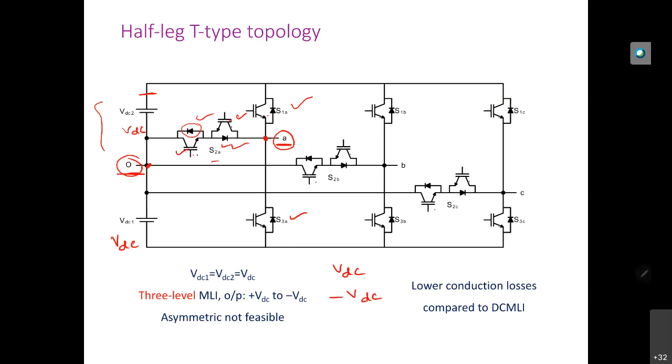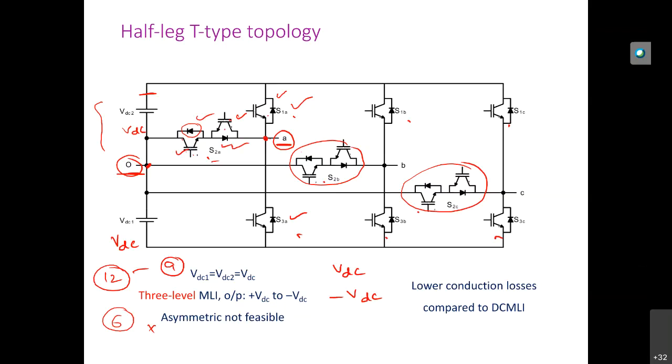Whereas in the T-type, 1, 2, 3, 4, so 4 switches per leg. That means 12 switches are required, so the 6 anti-parallel diodes are not required. Moreover, if you count on a driver basis, you require 9 driver circuits for 12 switches. So comparatively, the cost will be very much reduced, and the switching losses are also reduced, compared to the 3 level diode clamp.